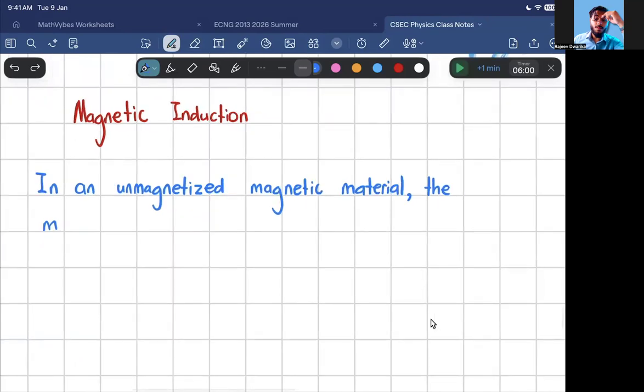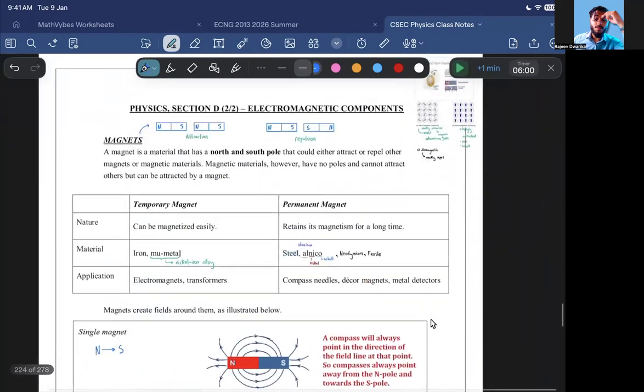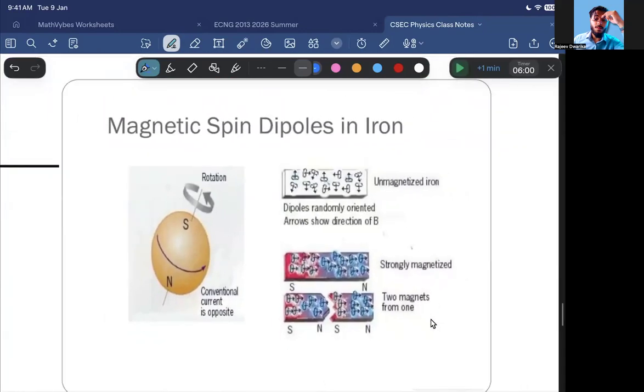I'll give a long version and then a simple thing to write. In an unmagnetized magnetic material, the magnetic domains are the dipoles, right? What do they do? Let me ask a question. Do all of them point in one direction, or are they in disarray?